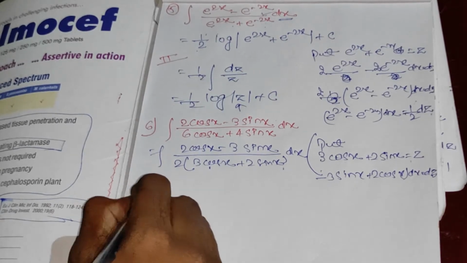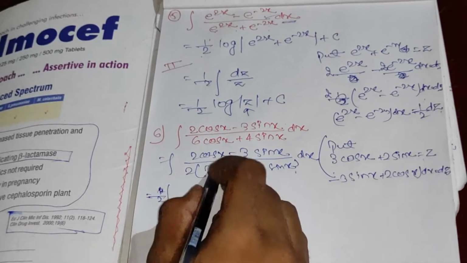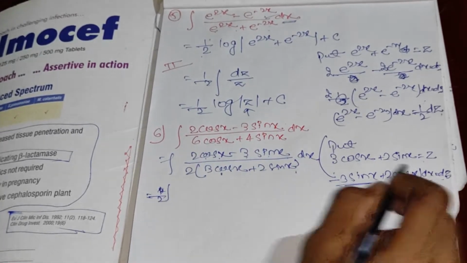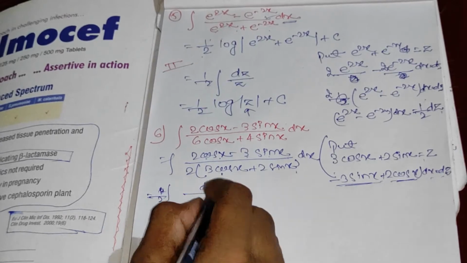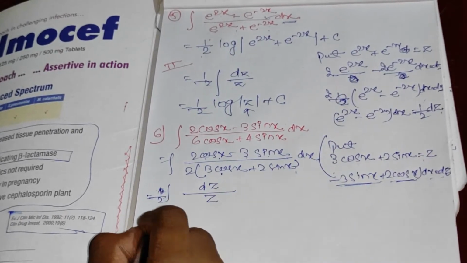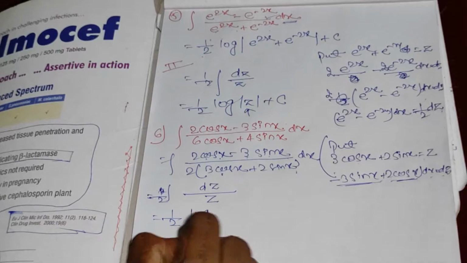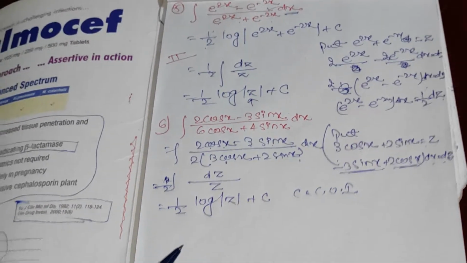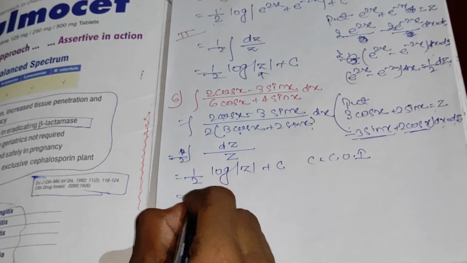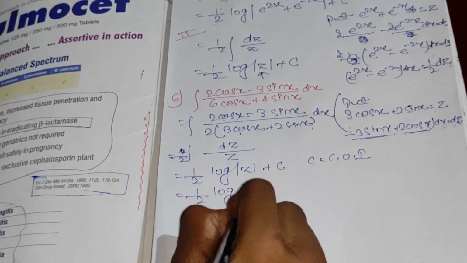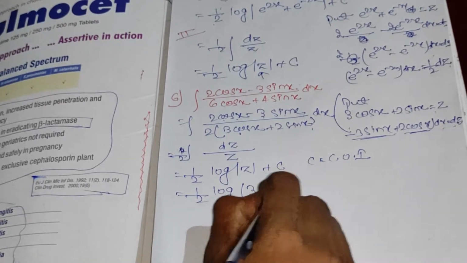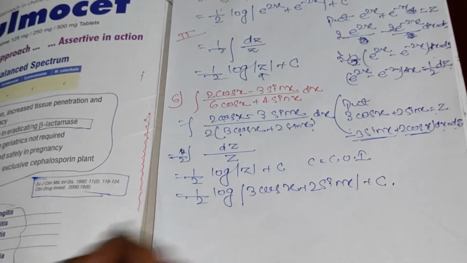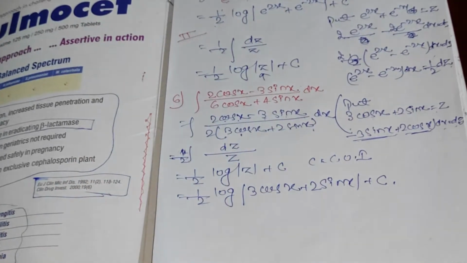So directly we will write 1 by 2, we will take it out. So this term 2 cos x minus 3 sin x dx equal to dz. So here we will write dz divided by z, since we have assumed the term to be z. So the final answer becomes 1 by 2 log z plus c, where c is the constant of integration. Finally we will put the value of z, so it becomes 1 by 2 log of 3 cos x plus 2 sin x plus c. So this is the final answer of question number 6.